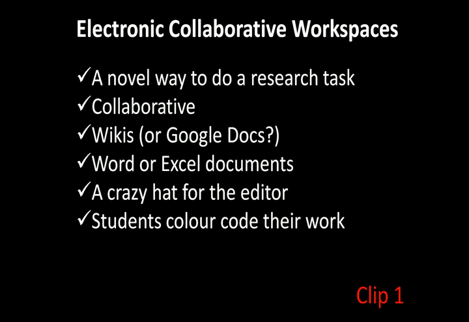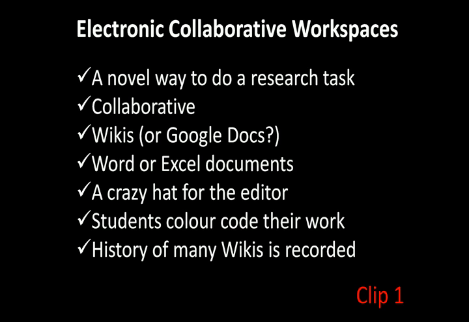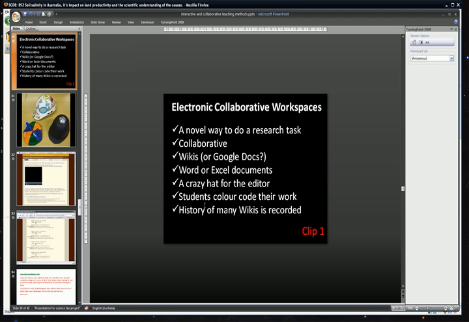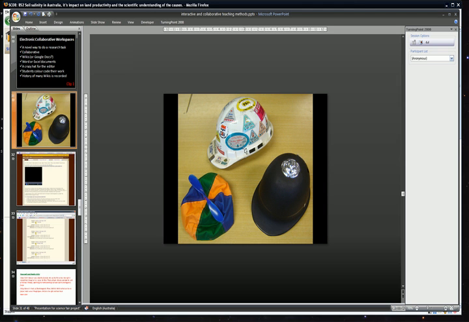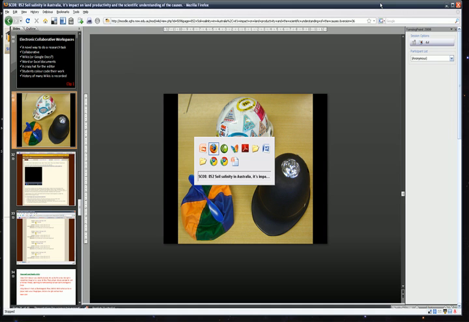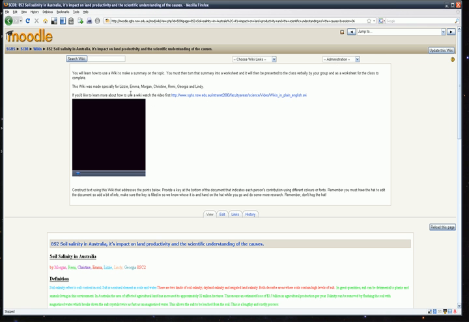I got the students to colour code their work, so you knew which student had made each contribution. And wikis record the history of the document, so you can go through and look at the document as it evolves, which is really nice. You can see here I've got an example of the hats that I used, and I got them to pass them around. Now, let's have a look at one of these wikis.